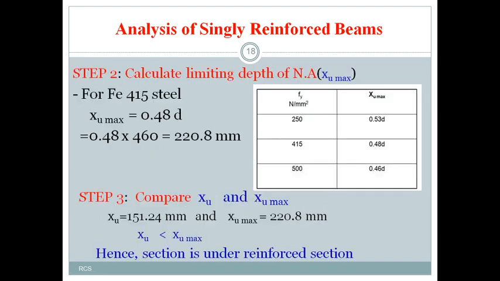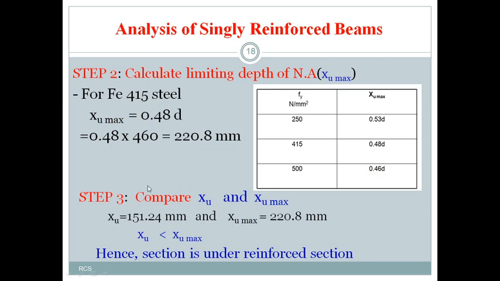Now in the second step, we have to calculate the limiting depth of neutral axis. The grade of steel given is Fe415. According to this table, the maximum depth of neutral axis for a given grade of steel Fe415 is 0.48 D, and D here is the effective depth. The effective depth given in the problem is 460 mm. If you multiply 0.48 with 460 mm, then you will get the maximum depth of neutral axis, that is equal to 220.8 mm. This is all about your second step.